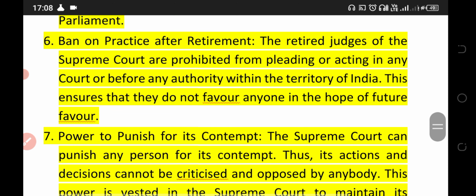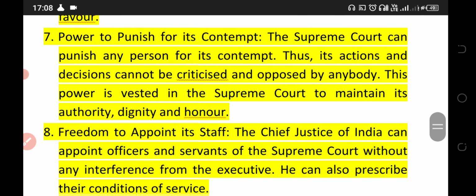Ban on practice after retirement. The retired judges of the Supreme Court are prohibited from pleading or acting in any court or before any authority within the territory of India. This ensures that they do not favor anyone in the hope of future favor.